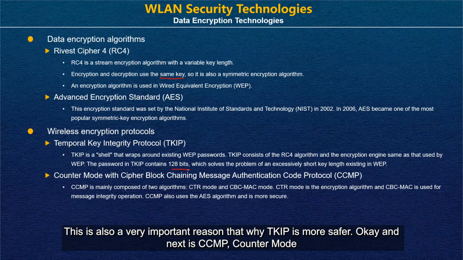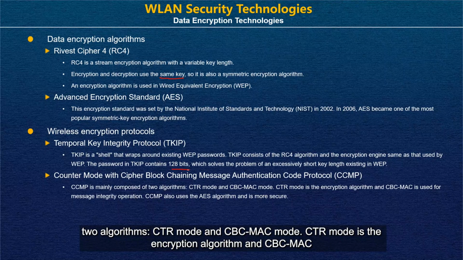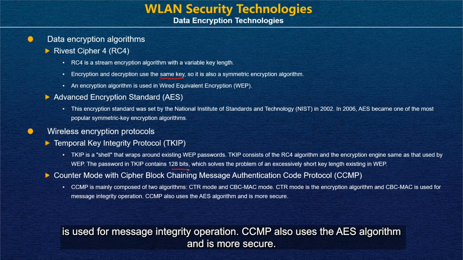Okay, and next is CCMP, Counter Mode with Cipher Block Chaining Message Authentication Code Protocol. CCMP is mainly composed of two algorithms, CTR mode and CBC-MAC mode. CTR mode is an encryption algorithm, and CBC-MAC is used for message integrity operation. CCMP also uses the AES algorithm and is the most secure.